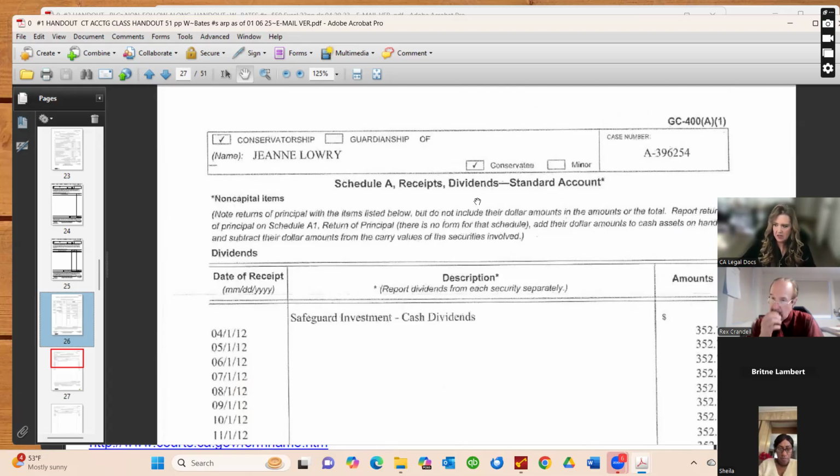So it might be safeguard investment dividends account 1, 2, 3, 4, and then below you might have another safeguard investment dividends account 3, 4, 5, 6. Do not mix them, keep them separate, grouping like it's done here. That will be helpful.